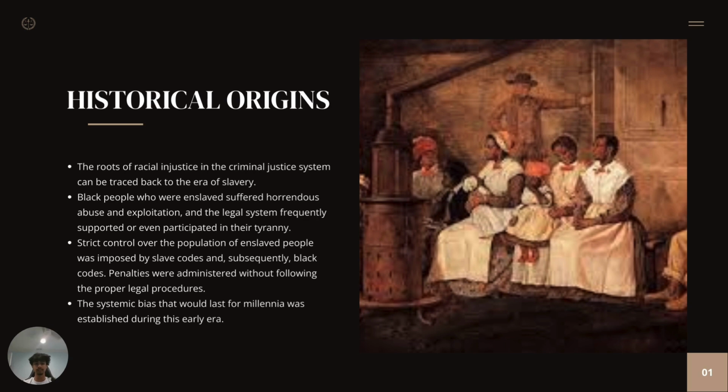The roots of racial injustice in the criminal justice system can be traced back to the era of slavery. Black people who were enslaved suffered horrendous abuse and exploitation, and the legal system frequently supported or even participated in their tyranny. Strict control over the population of enslaved people was imposed by slave codes and subsequently black codes. Penalties were administered without following the proper legal procedures. The systemic bias that would last for millennia was established during this early era.